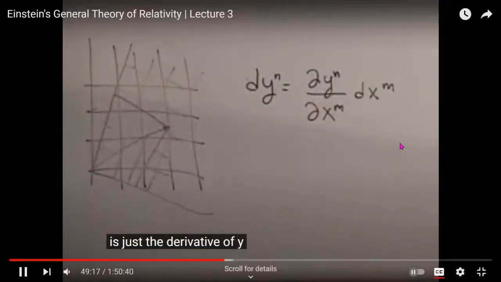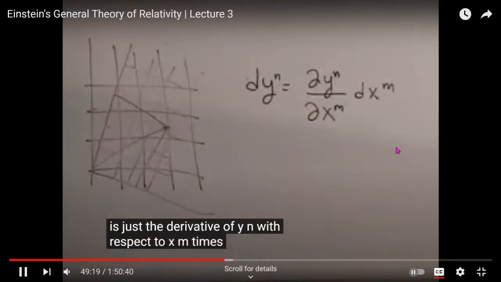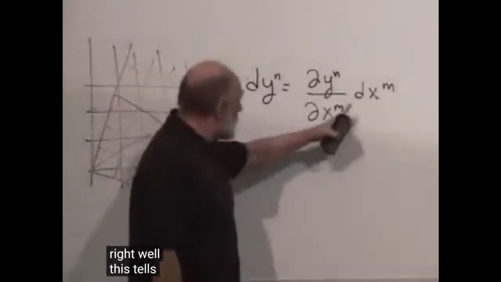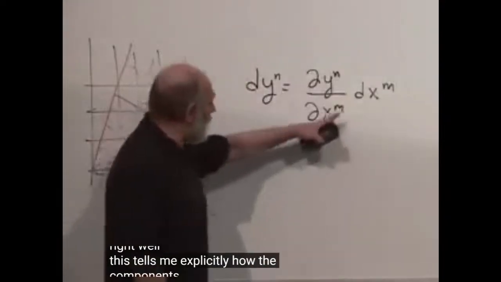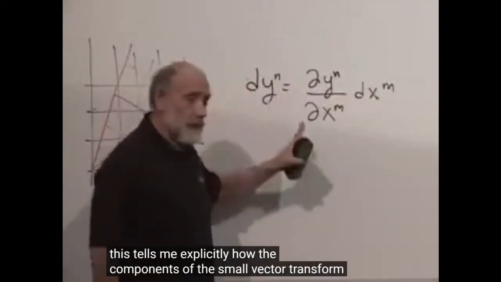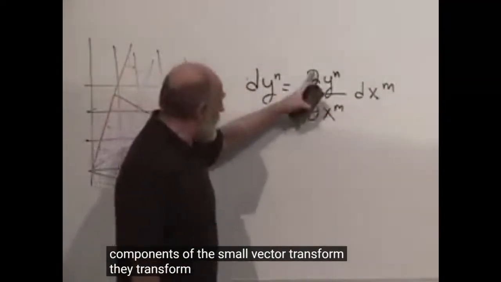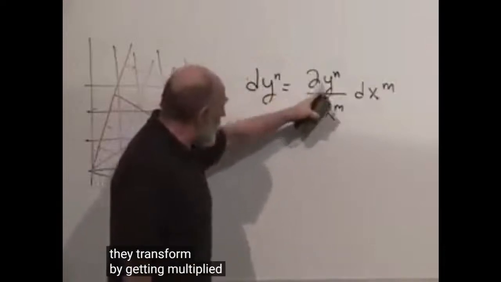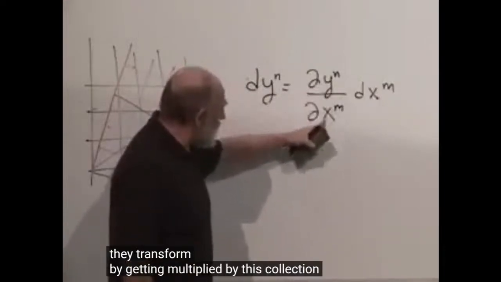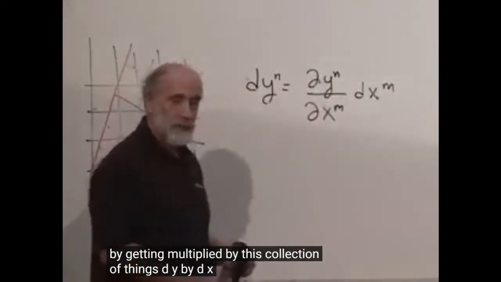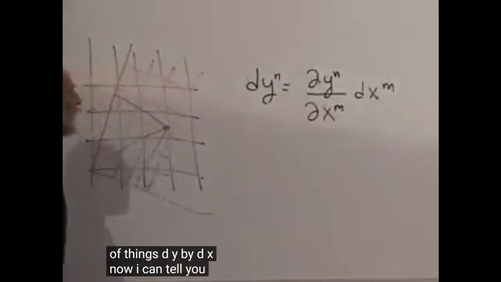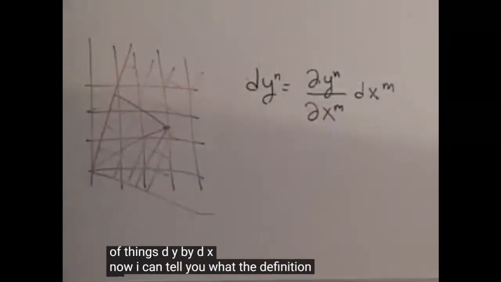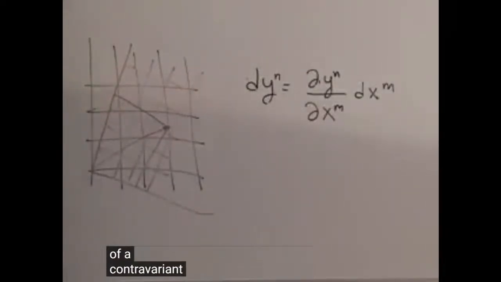It's just the derivative of yn with respect to xm times dxm. All right? Well, this tells me explicitly how the components of the small vector transform. They transform by getting multiplied by this collection of things, dy by dx. Now I can tell you what the definition of a contravariant vector is.